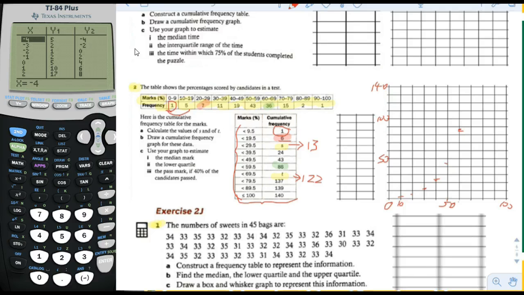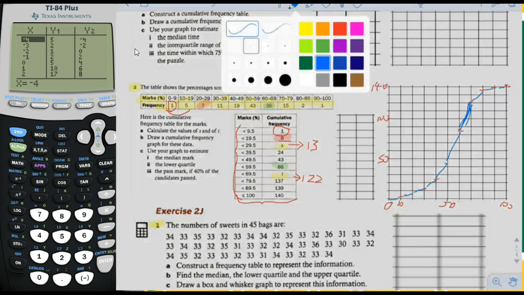And then 69.5 is 122. And then 79.5 is about 137. Wow, now we're getting really close to the top, right? 89.5 is about 139. And then 100 is at 140. Okay, and then we take the blue and start connecting everything together, and we're going to get an S-shaped curve, right?